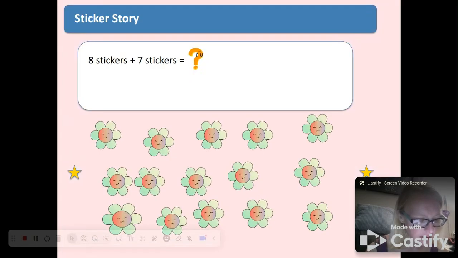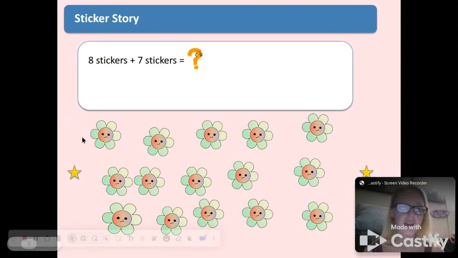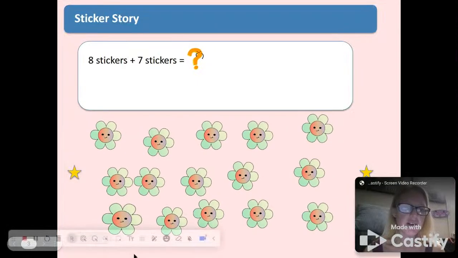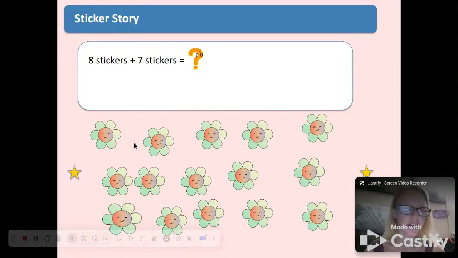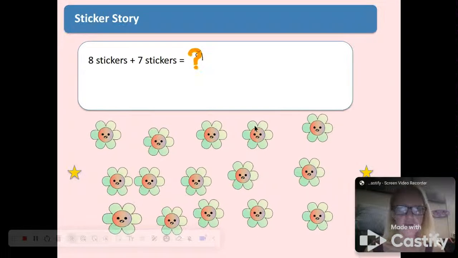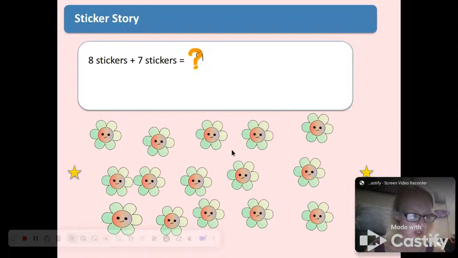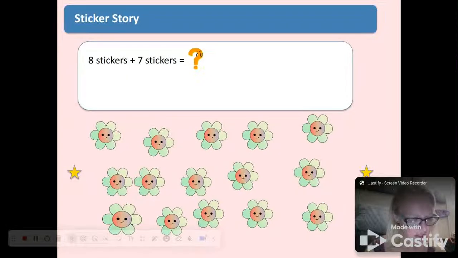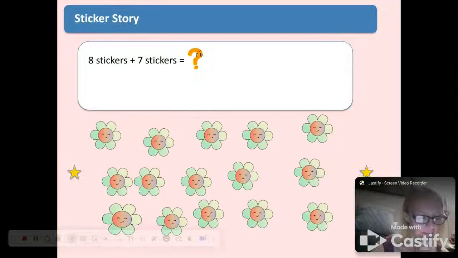So let's imagine that a friend gave you 8 stickers. We've got a lot of stickers here. And then another friend came by and gave you 7 stickers. My goodness, that's a lot of stickers. So, how many stickers do you have altogether? Let's take a moment and think about that. How many stickers do we have altogether?